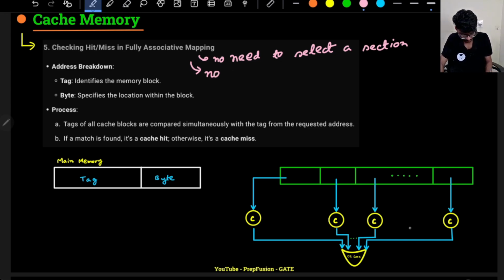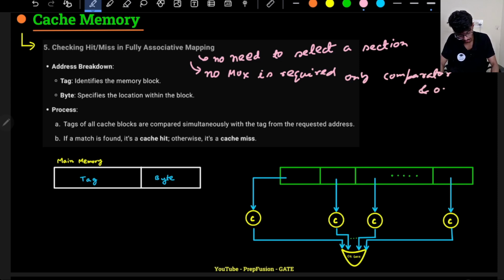That means there is no mux required, right? No mux is required. Okay, only comparators and the OR gate. So how many comparators will be required?